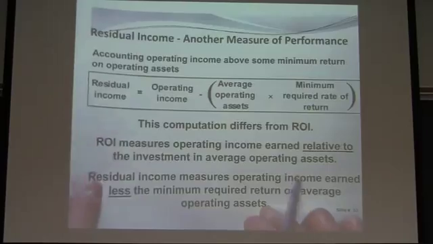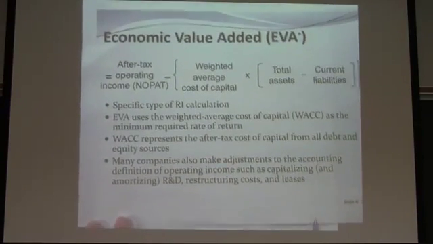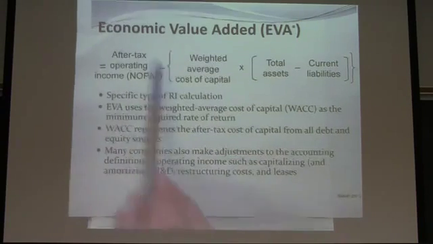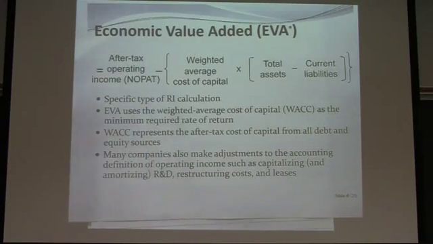Now, a modification of RI is our third performance measurement called economic value add, or EVA. EVA is actually one specific type of RI calculation. And in this case, instead of operating income, we're going to take a look at net operating profit after tax.